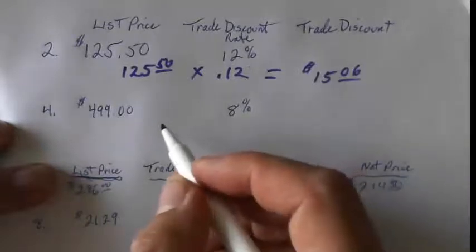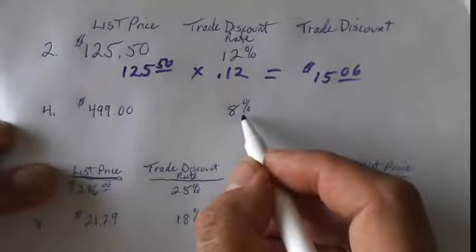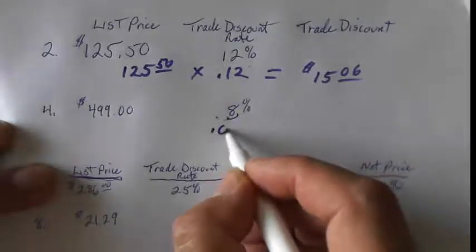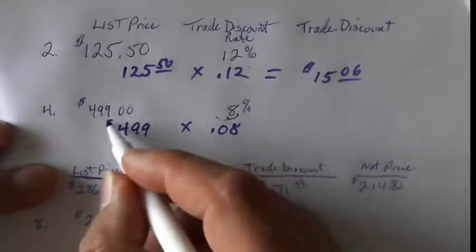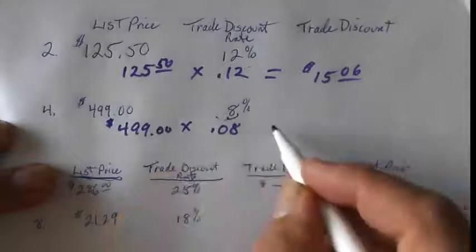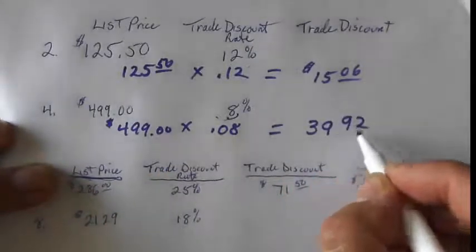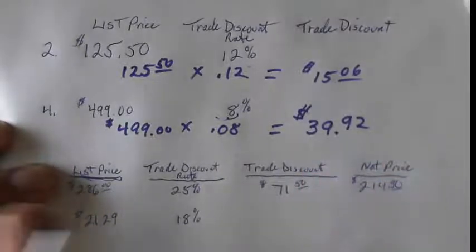Same thing for the next problem, number 4. Just multiplying through. We're going to convert the percent to a decimal. So remember, we drop it down, move it over 2, so this becomes 0.08. We're going to multiply it by $499. And when we put it in our calculator, then we get $39.92. So pretty straightforward, just simply changing it to a decimal, multiplying it through to get the discount.